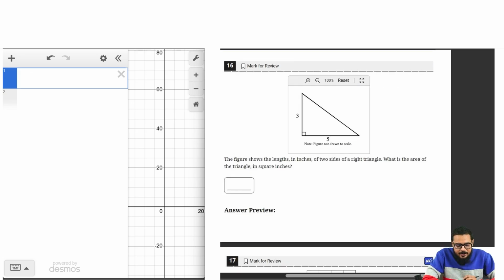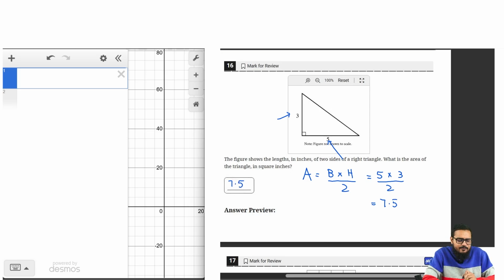So we have got a right triangle. I know the base, I know the height, and it's a pretty easy question. The area of any triangle is always base times height divided by 2, right? So you know your base, that's 5. You also know your height, that's 3. So I'm going to multiply 5 by 3 divided by 2. That comes out as 15 divided by 2, which is 7.5. That's the right answer for this question. You can write 15 over 2 in terms of fractions as well.